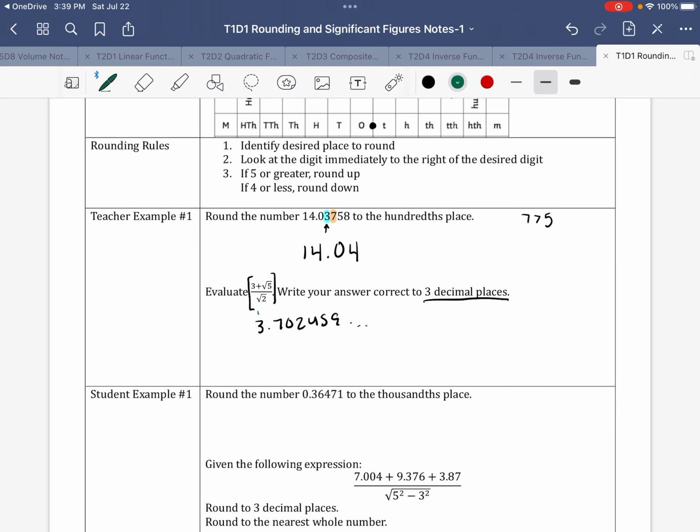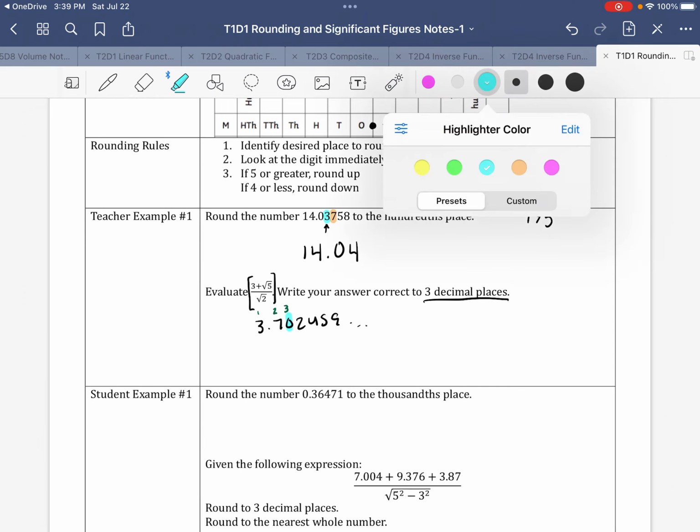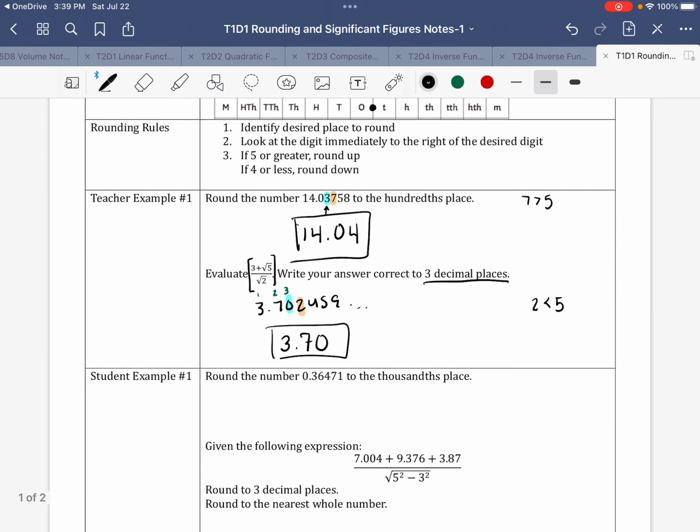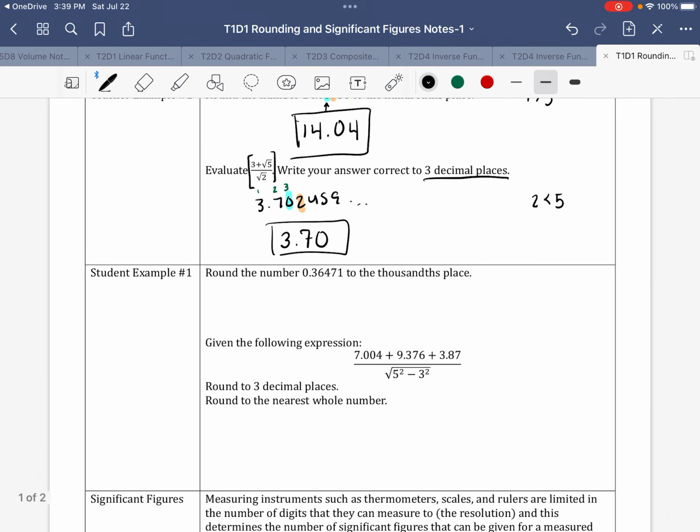So 3 is our first decimal place, 7 is our second, 0 is our third, and we're going to use the same rules. So let's start by identifying 0 as the place value we're looking at, and then 2 is the one immediately right of it. 2 is less than 5, which means we're going to keep it the same, or round down. So it'll be 3.70. And those are our 2 answers. So go ahead and try student example number 1.